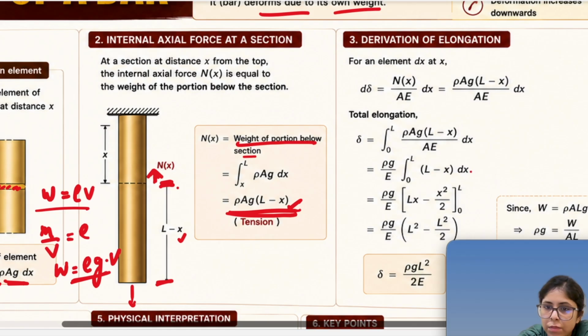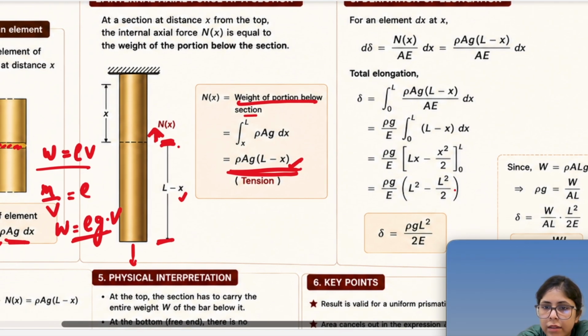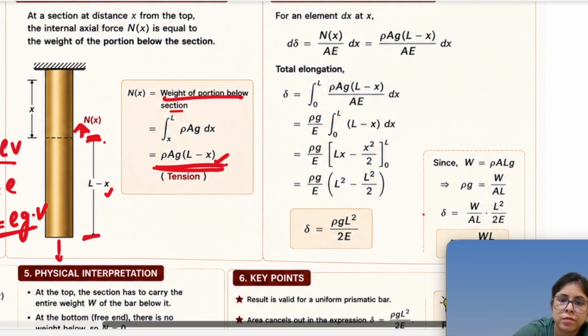So I'll be simply doing the integration: L x minus x square upon 2, and then the result will be L square upon 2. So this is the deformation. It is nothing but rho g L square upon 2E.